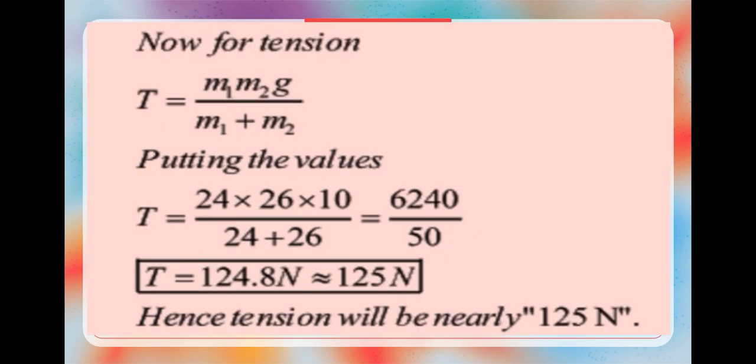Now, for tension, T is equal to m1 m2 g divided by (m1 plus m2). Putting the values in this formula, T is equal to 24 into 26 into 10 divided by 24 plus 26, which is 6240 divided by 50. Now tension T is equal to 124.8 Newton, which is approximately equal to 125 Newton. Hence, the tension will be nearly 125 Newton.